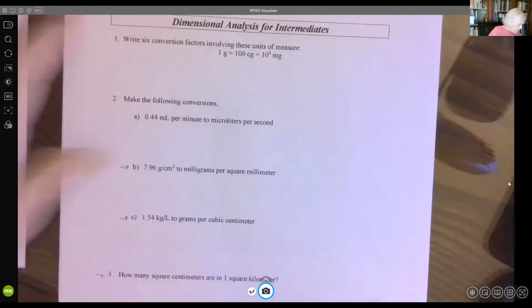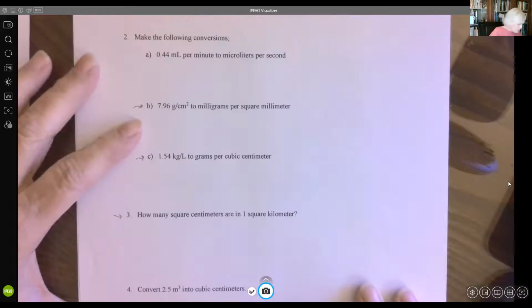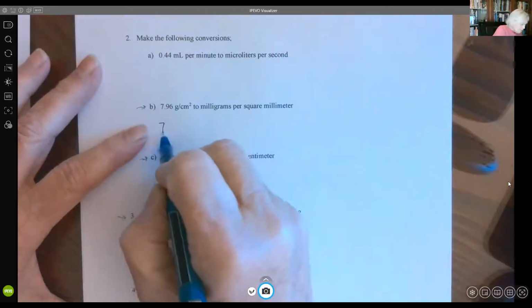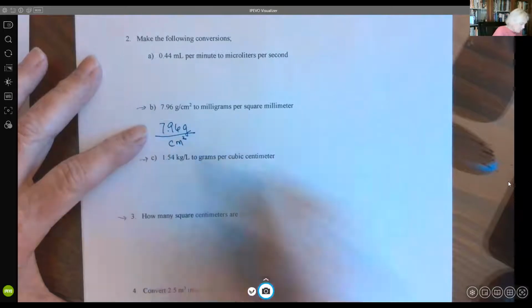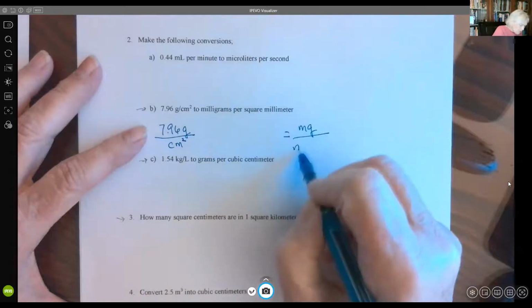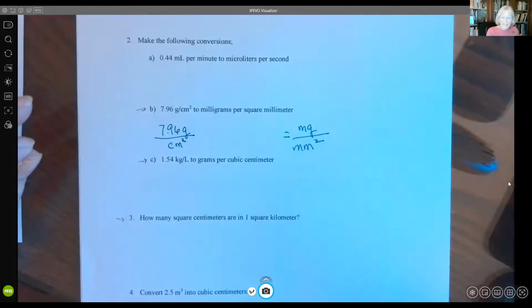So first, I point out on B, to convert 7.96 grams per cubic centimeters to milligrams per square millimeter. I hope I said square centimeter. So first you write down what you're given, 7.96 grams over centimeter squared. Now ultimately you want to convert that to milligrams per millimeter squared. That might sound like an unusual unit. It's not density because it's only in a squared unit.